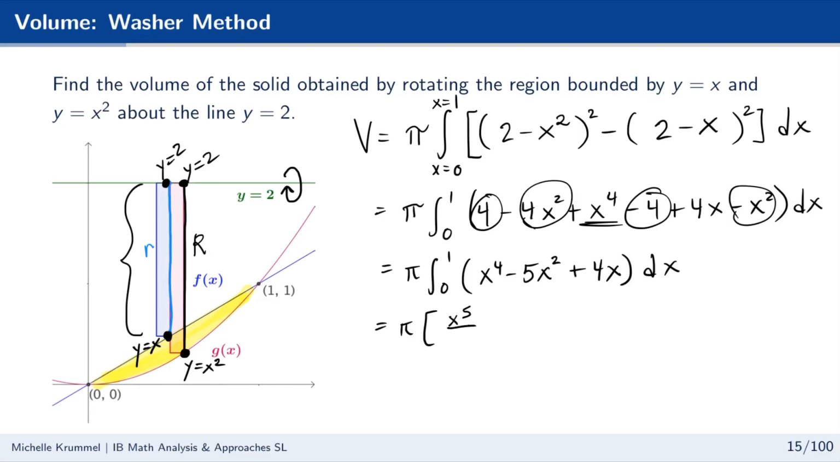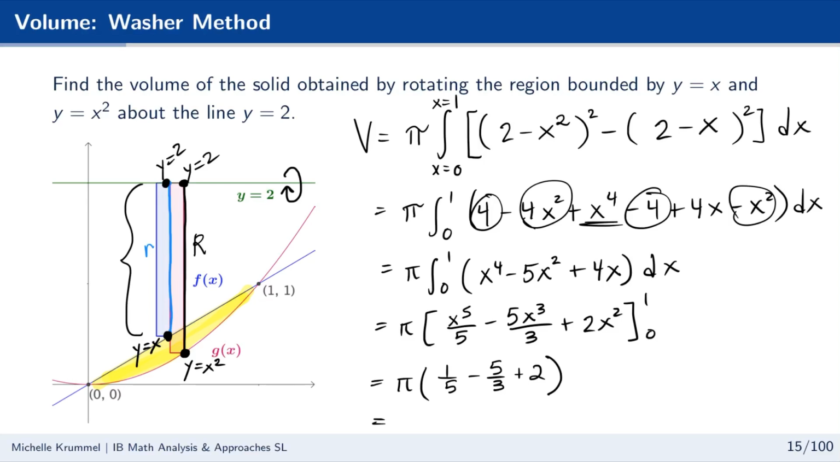Okay, now we integrate. So x to the 5th over 5 minus 5x cubed over 3 plus 4x squared over 2 from 0 to 1. When I sub in the 1, I get 1/5 minus 5/3 plus 2. When I sub in the 0, I'm just going to get 0. That is pi times 8 over 15, or 8 pi over 15.